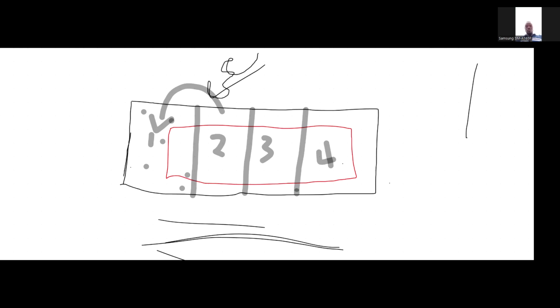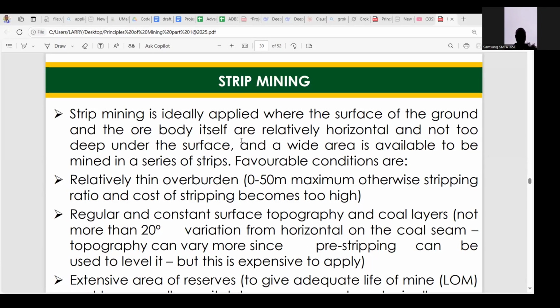Let me share the handouts. Okay, so let's read. Strip mining is ideally applied where the surface of the ground and the ore body itself are relatively horizontal. As I said, it should be flat, horizontal, and not too deep under the surface. And a wide area is available to be mined in a series of strips. So that is what we are saying, a series of strips.